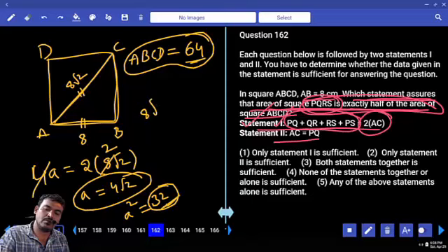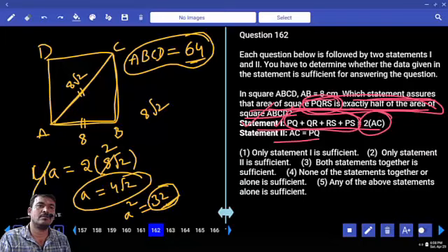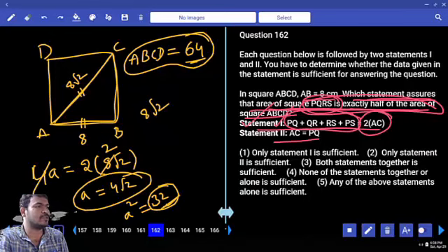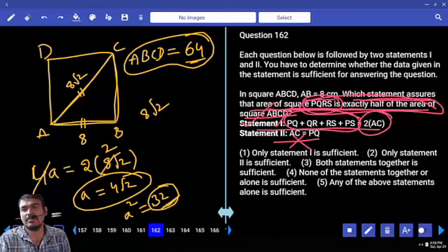Or the second statement: AC equal to PQ. AC equal to PQ means diagonals are equal, or not? When diagonals are equal, areas are also the same, or not? But here the condition is PQRS area will be half of which one? ABCD area. Does the second one satisfy the given condition? No. Only the first one, or not? Then answer.